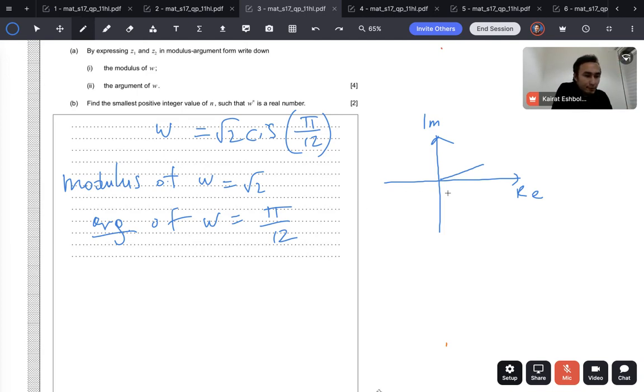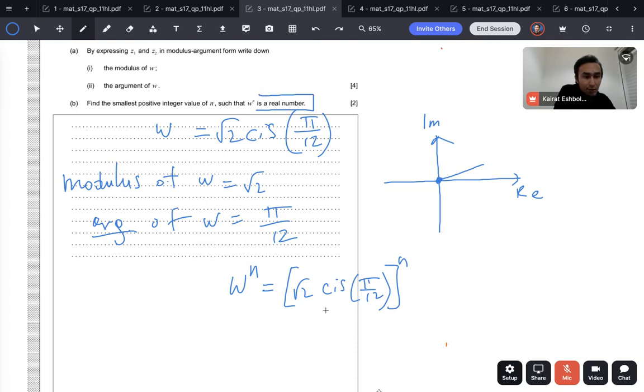We always start from this line and then go in the counterclockwise direction. That means they're asking us to find the value of n such that W to the power of n is equal to root 2 cis pi over 12, all to the power of n. They're saying this has to be a real number.